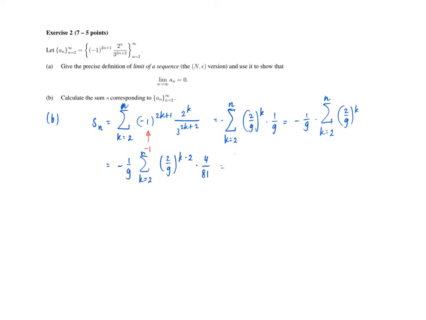And now we see that the sum starts with k is 2. If we plug in k is 2 here, then we start with 2 over 9 to the power 0. Well, this constant goes out to the front and we get this term here, and the sum of k is 0. Now we relabel within the sum, and we start with k is 0 and sum up to n minus 2, that's 2 over 9 to the power k.